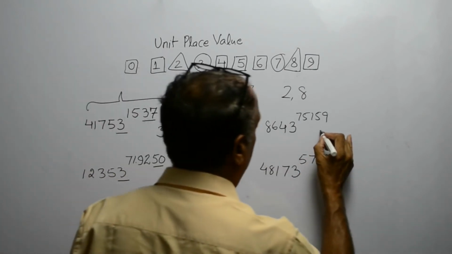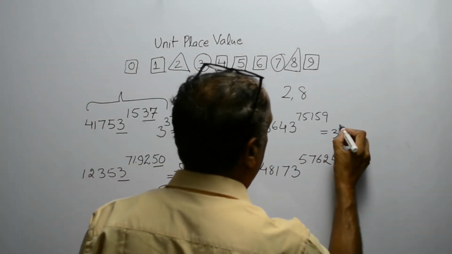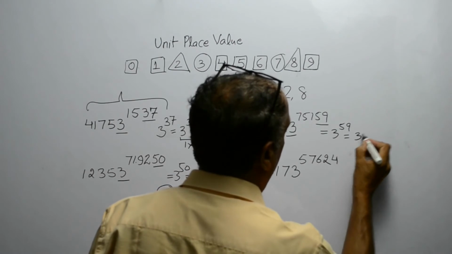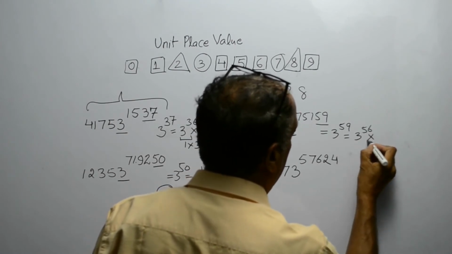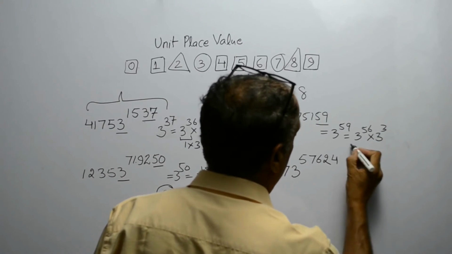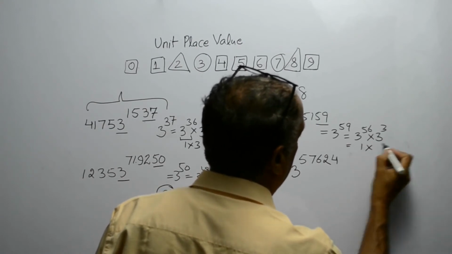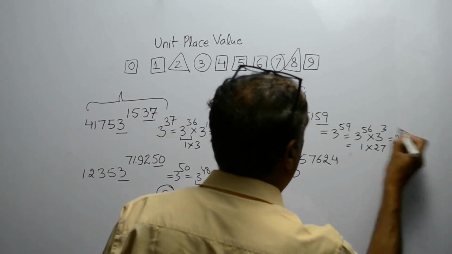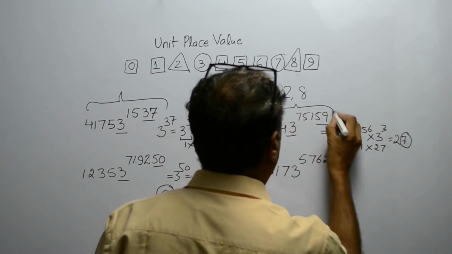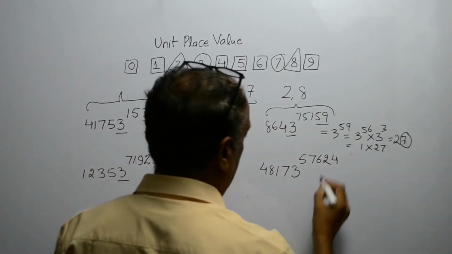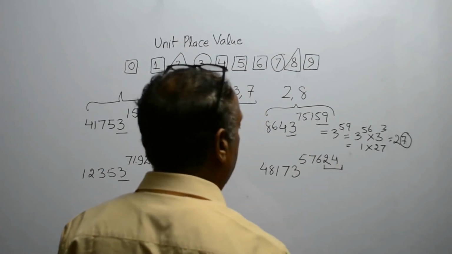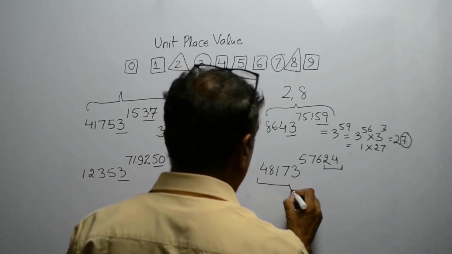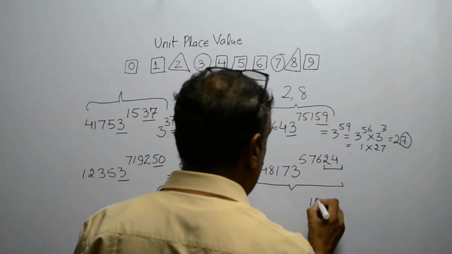Here we have to solve 3 raised to power 59. So 3 raised to power 56 multiplied by 3 raised to power 3. So 1 multiplied by 27. So 7 is the last digit of this expression, and here the last two digits of the exponent are already divisible by 4. So this whole expression will give us 1 as the last digit.